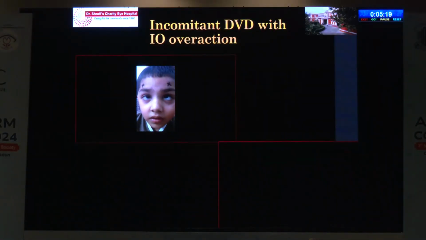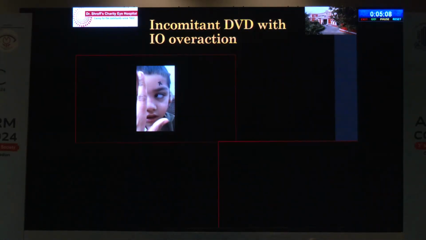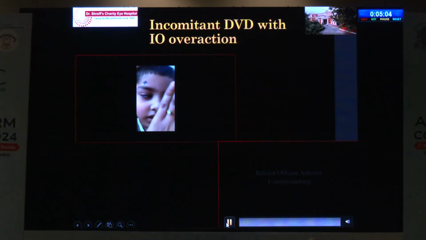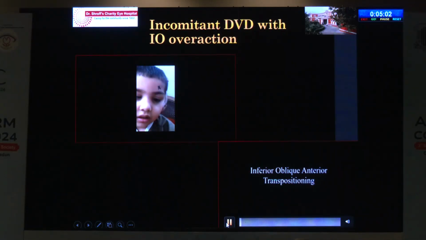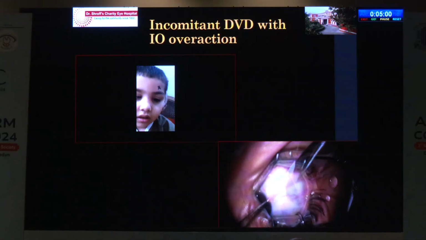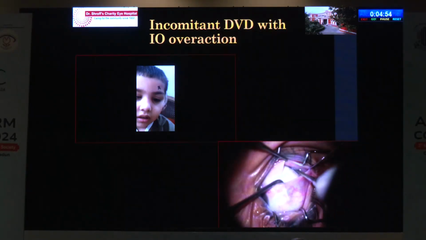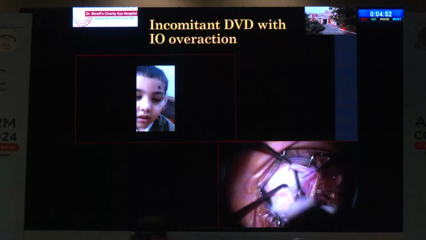Now you can have an incomitant DVD when there's associated inferior oblique overaction also. So here there is an inferior oblique overaction and a DVD. For this, you have to do an inferior oblique anterior transposition. Basically you want to take care of the inferior oblique overaction and also the DVD. So now how will you measure it?